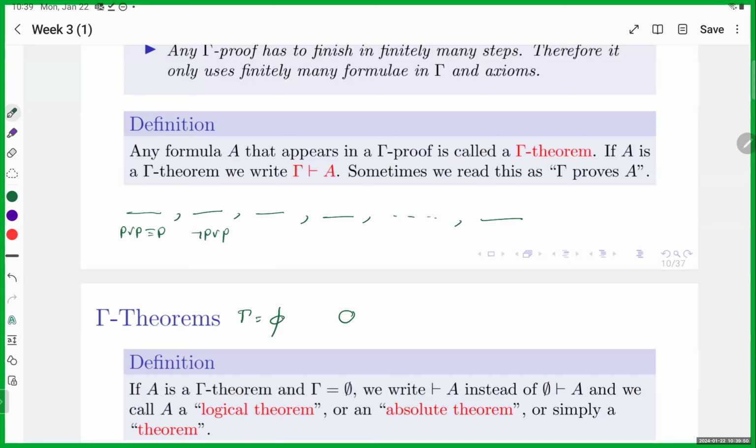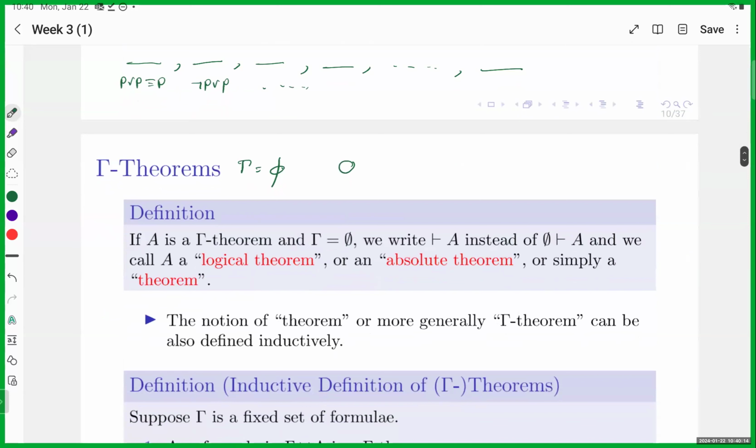And then I can conclude more and more using my rules of inference. So you can actually prove a lot of theorems with no hypothesis. And those are what we call absolute theorems, or sometimes they're called logical theorems, or just simply theorems. So A is an absolute theorem if the empty set proves A.